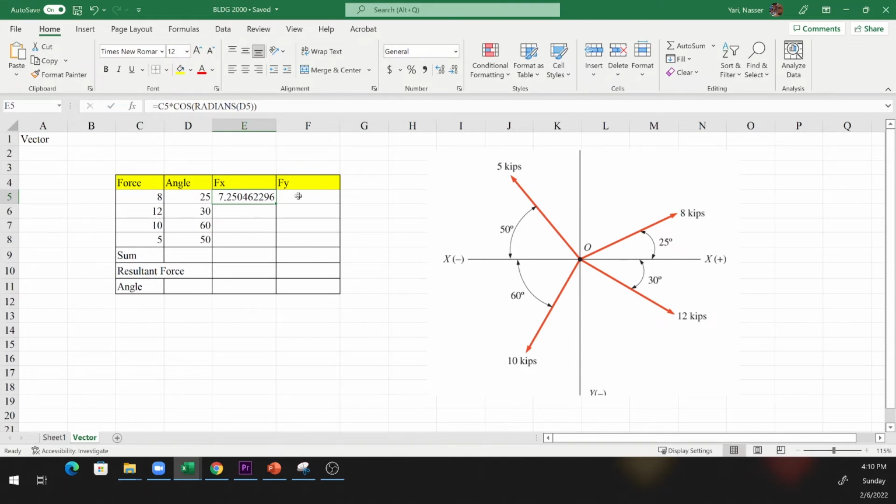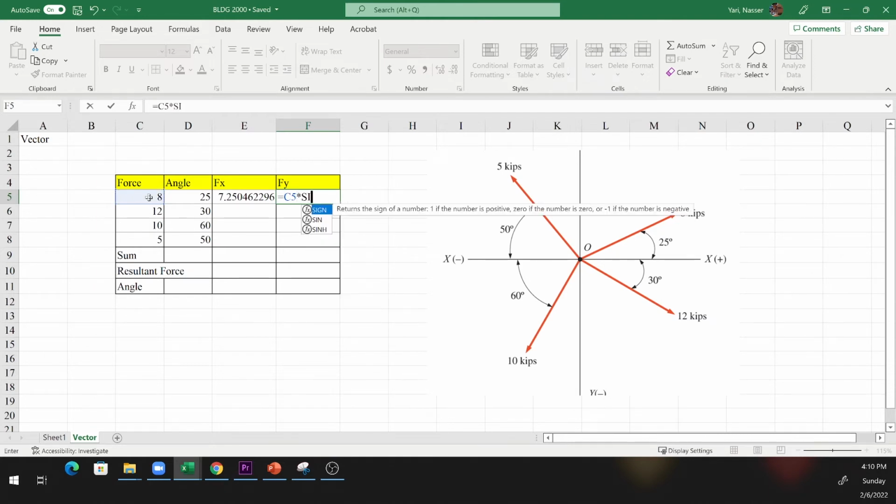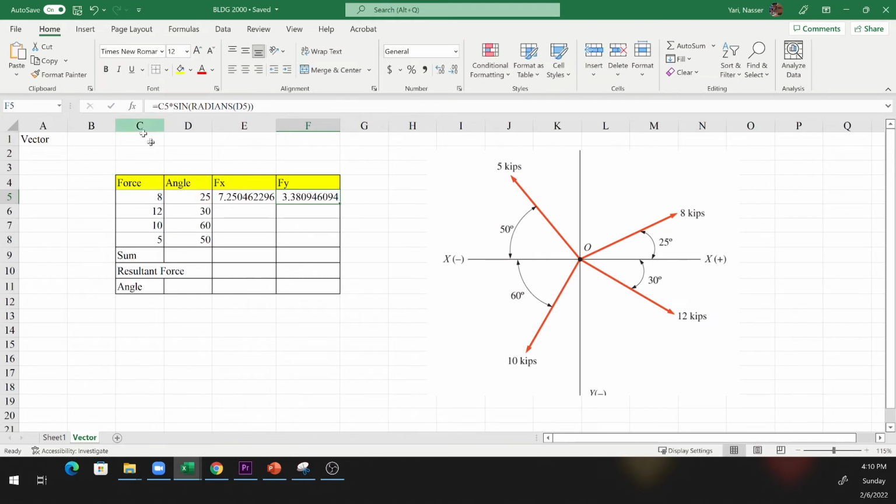Okay, so now we're going to do that Fy. Remember, this is F of x and F of y in the first coordinate, they're both positive. So I'm going to say equal, again, 8, multiplied by sine this time, and then parentheses, radians, and then parentheses open again. Then I put the angle in and close it twice and hit check mark. There it is.